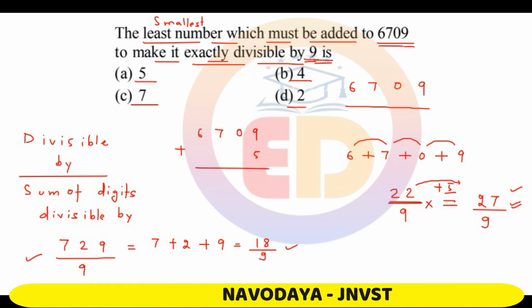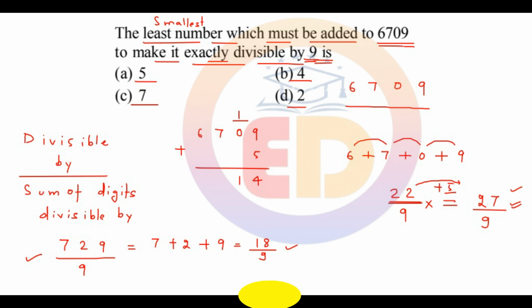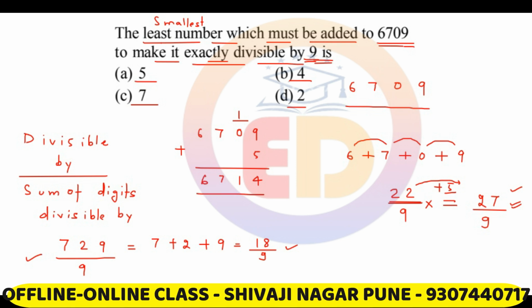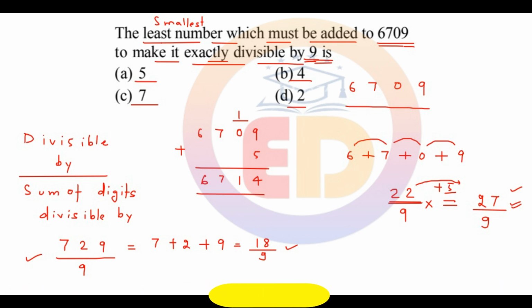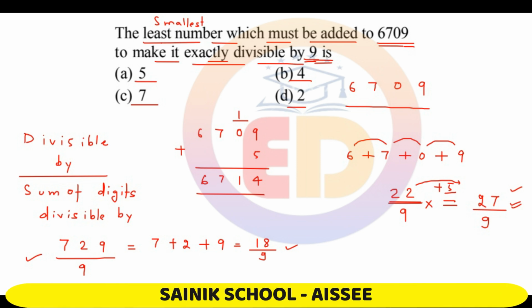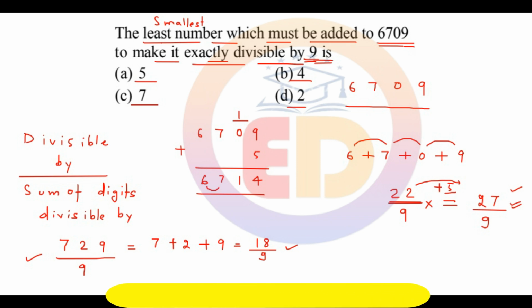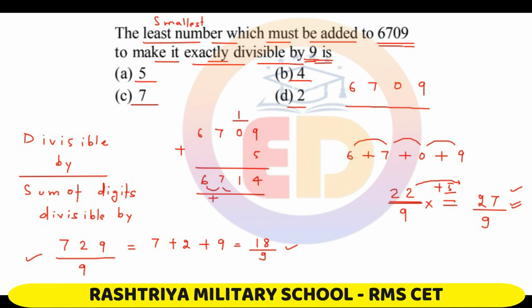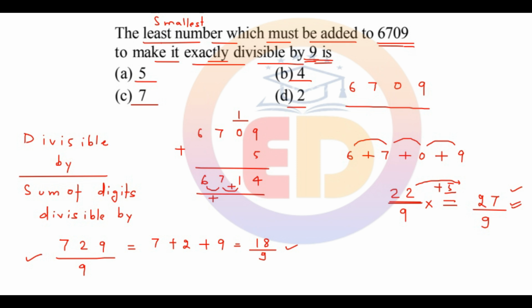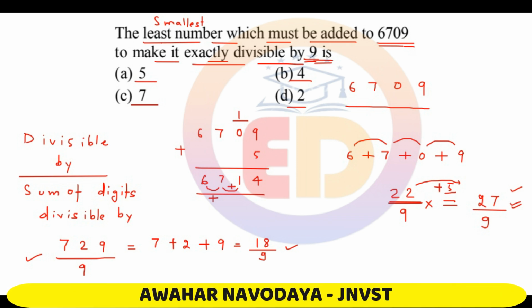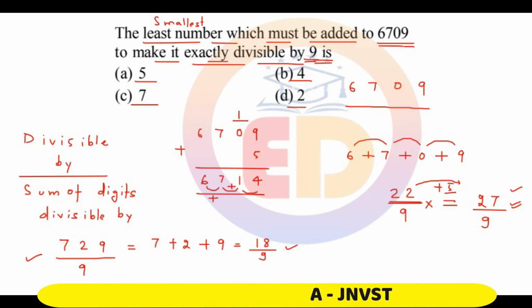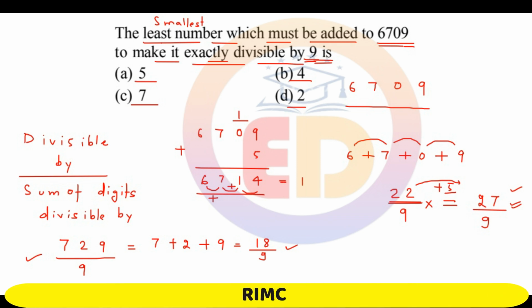it will be 9 plus 5, 14, 4 carry 1. This is 7 and this is 6. So now my number is 6714. And is this number divisible by 9? Let us check the sum of the digits. 6 plus 7 is 13. 13 plus 1 is 14. And 14 plus 4, the sum of the digit is 18.